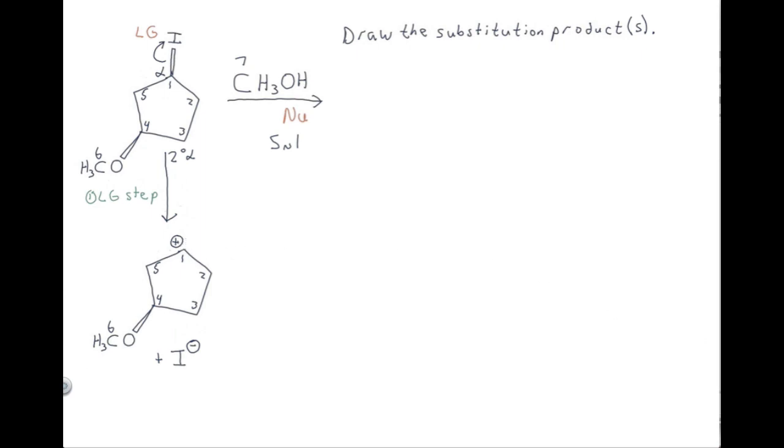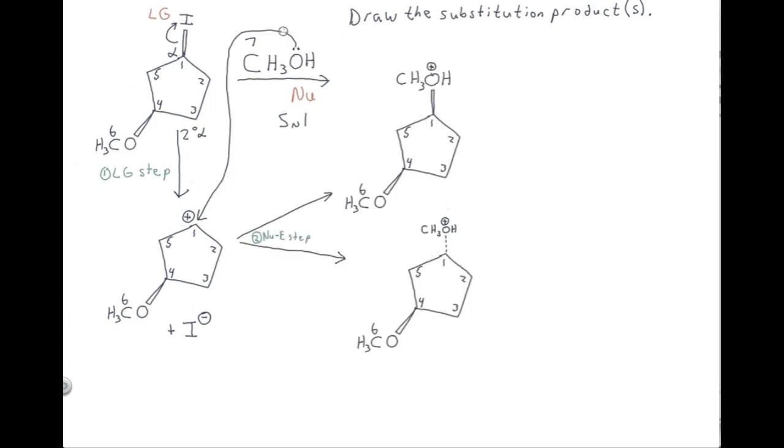Now, in our next step, we should do a nucleophile electrophile step. Here is our nucleophile electrophile step. Now, the nucleophile is attacking a trigonal planar carbocation. So the nucleophile can attack from either in front of the page, leaving it on a wedge, or from behind the page, leaving it on a dash.